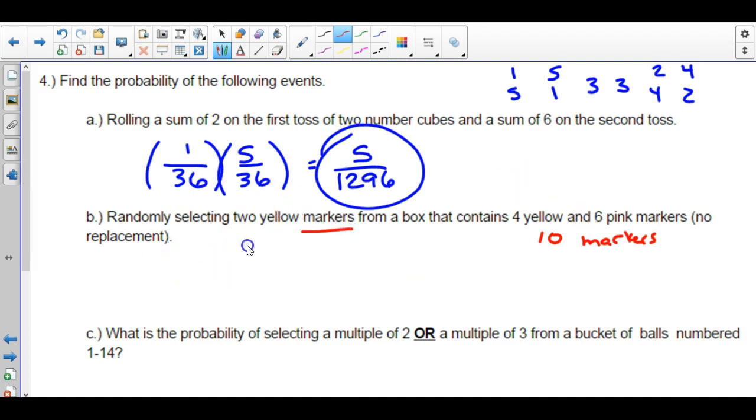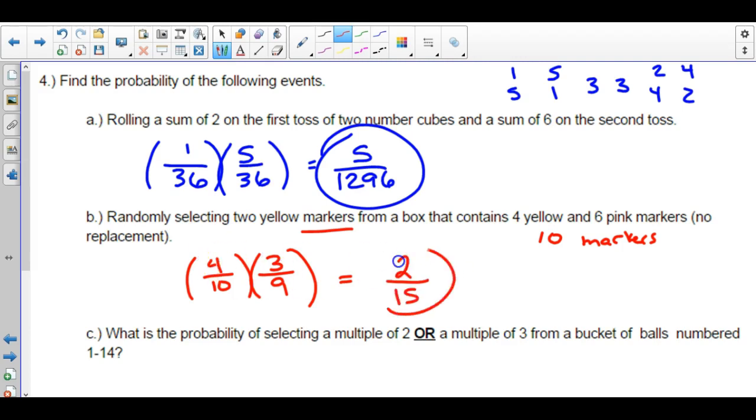So what I would do is look at how many yellow there are first of all, which is my 4 out of 10. And I look at, okay, if I take that 1 yellow marker out, now there's only 9 total markers left. And because I took one of those yellows, there's only 3 yellow ones left as well. So it shrinks my numerator and my denominator. So if I multiply this across, I would end up with 12 over 90, which simplifies to 2 out of 15.